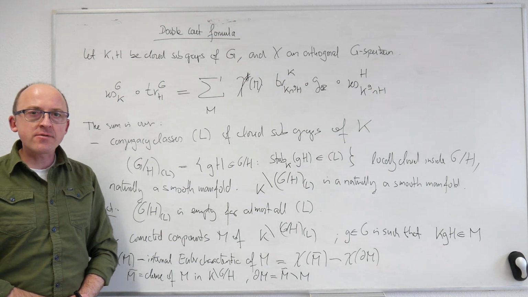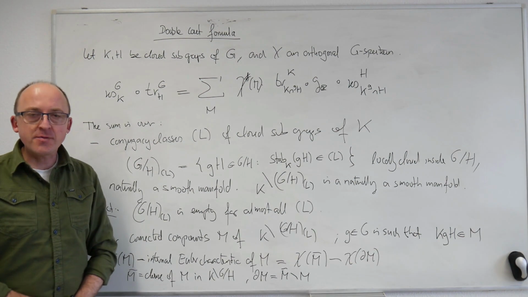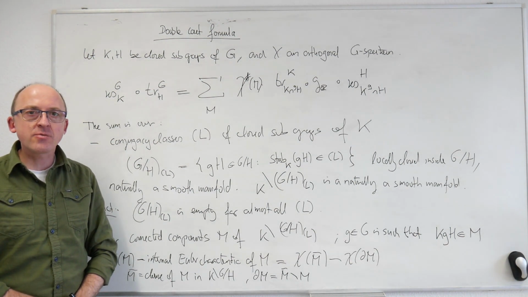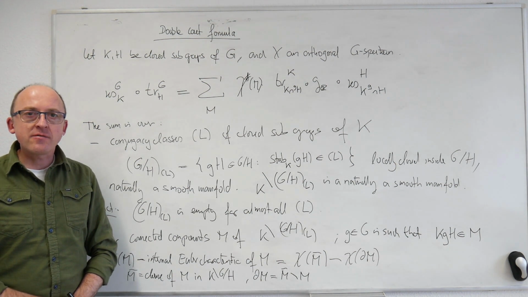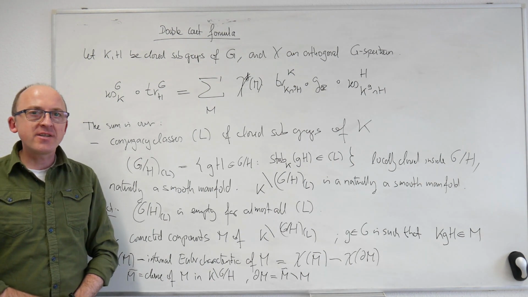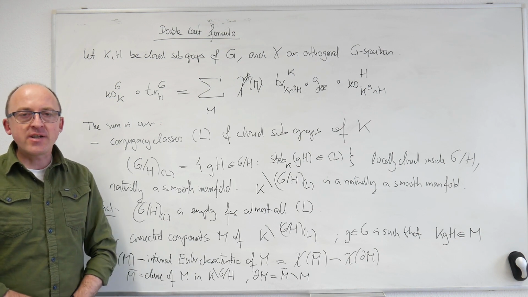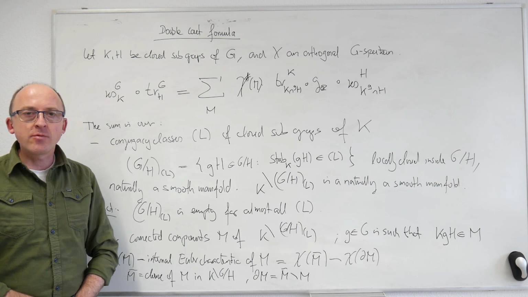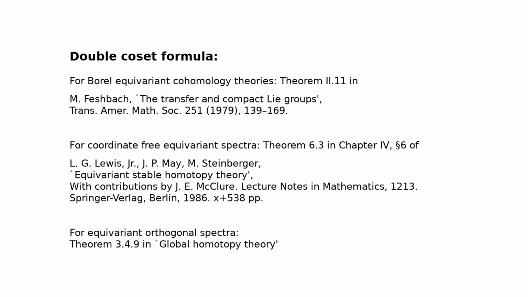A brief comment on the history of this general double coset formula. This formula was first proved by Mark Feshbach in a special case, namely the case which amounts to Borel cohomology theories. It was later generalized by Lewis and May to the context of their coordinate-free equivariant spectra, and there it was proved in complete generality, basically. In the context of orthogonal G-spectra, where the setup is quite different from the Lewis-May setup, I have written up a proof in the Global Homotopy Theory book, and I will overlay the references for all these papers and books here.